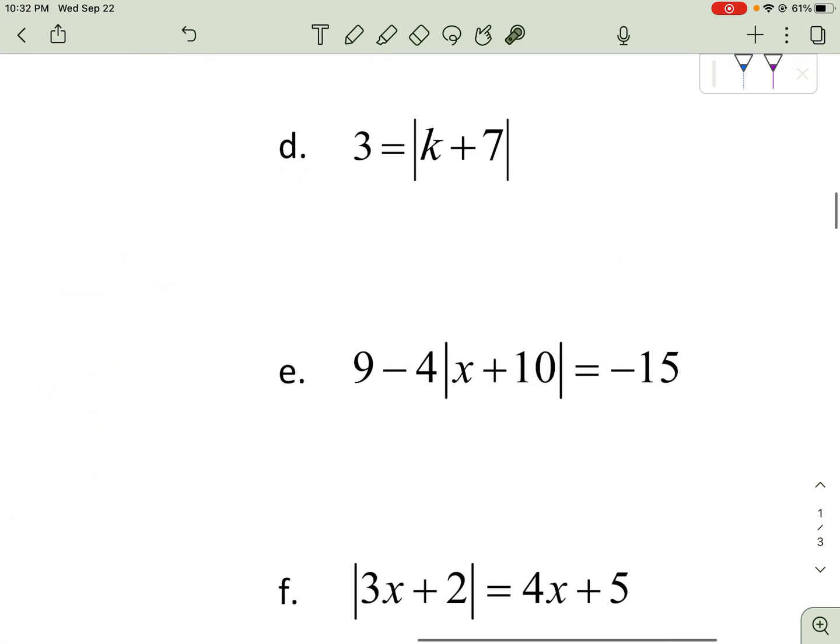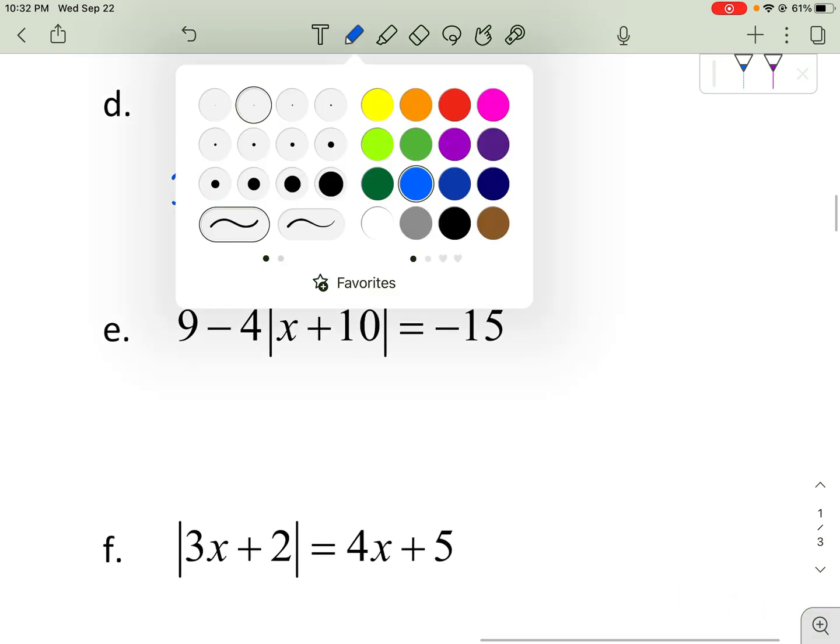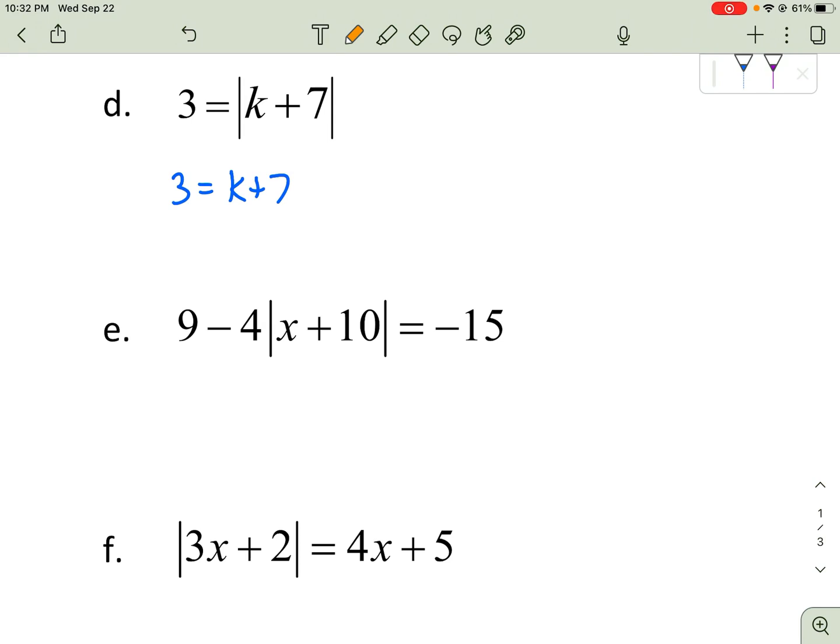Okay, same thing going on in D here, it's just the absolute value is written on the other side. So we want the absolute value to either be equal to 3, because then our distance from 0 is 3 if it equals 3, or we could have negative 3 equals k plus 7. Notice how I'm not setting the absolute value equal to a negative number. I'm setting just what's inside equal to negative 3, because if this number k plus 7 equals negative 3, then the absolute value of that number will equal 3.